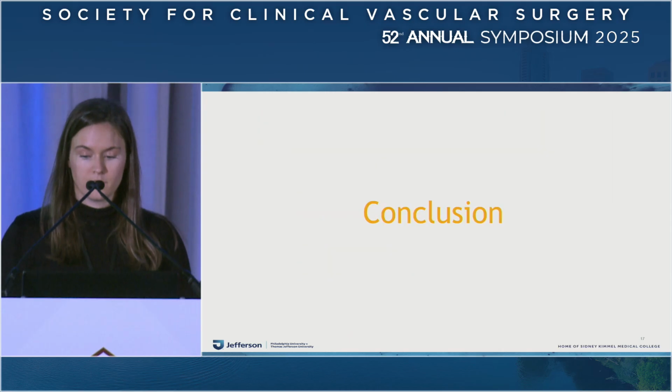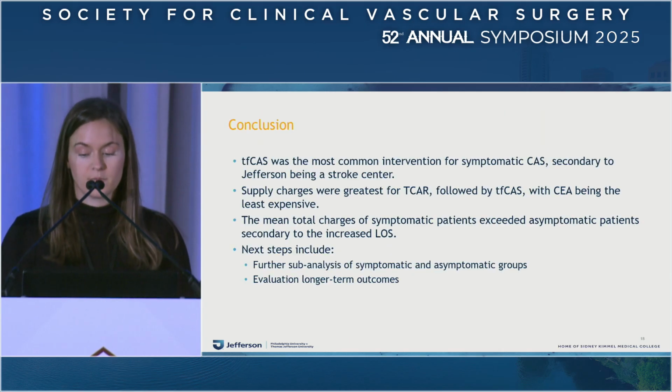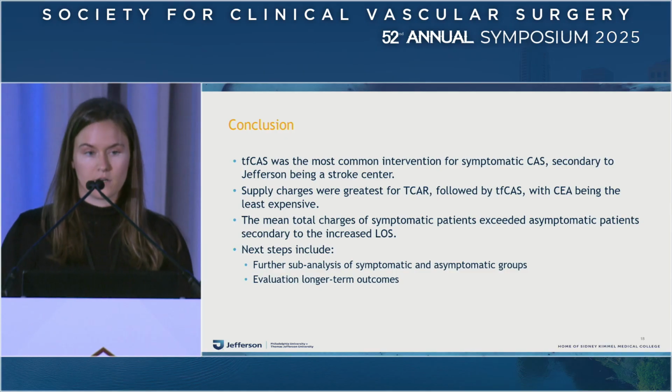So for our conclusions, transfemoral carotid artery stenting was the most common intervention for symptomatic carotid artery stenosis. This can be explained by Jefferson being a stroke center. At our institution, the neurosurgeons are the ones intervening for strokes secondary to carotid artery stenosis, and they're mainly performing the transfemoral carotid artery stenting. Supply charges were greatest for TCAR, followed by transfemoral carotid artery stenting, with carotid endarterectomy being the least expensive. The mean total charges of symptomatic patients exceeded asymptomatic patients, secondary to the increased length of stay.